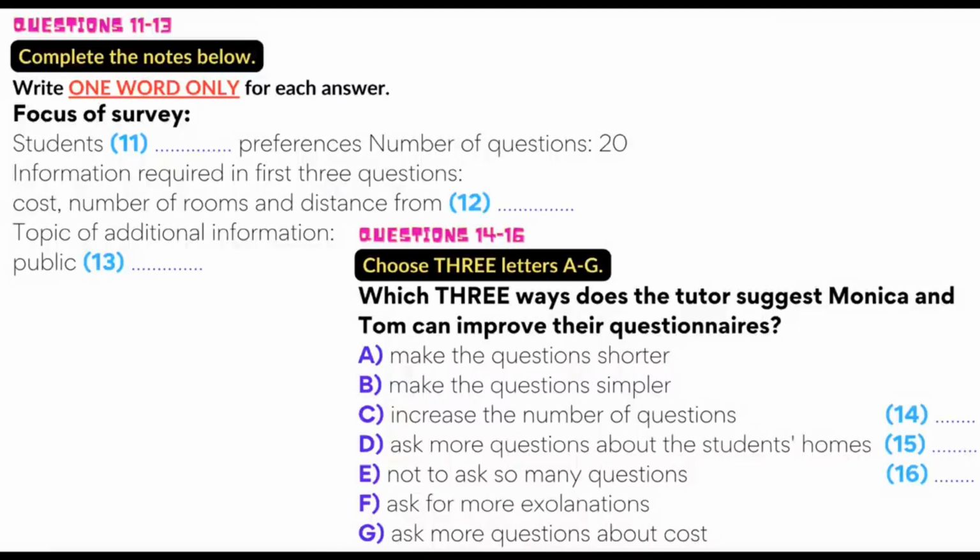Before you ask any more people, I've got a couple of suggestions for improving the questionnaire. First of all, I think you need to ask fewer questions. As I said, 20 is really too many. I'd cut it down to 10 if I were you. Okay, 10 questions only. And is there anything else you think we should do?